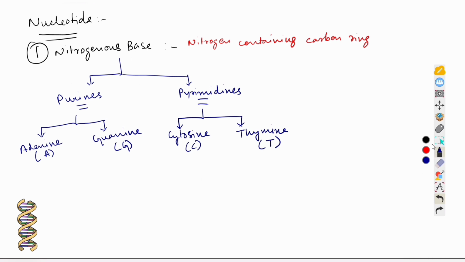Okay. Now, the second thing which is required for the formation of nucleotide is the pentose sugar. So what is this pentose sugar? This is a special type of sugar with five carbons. Okay, so this sugar contains five carbons. This is C1, C2, C3, C4, and C5.